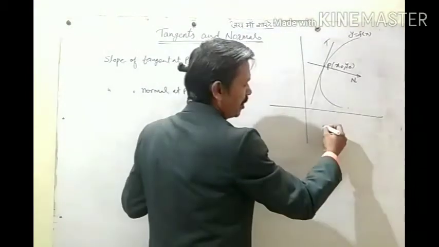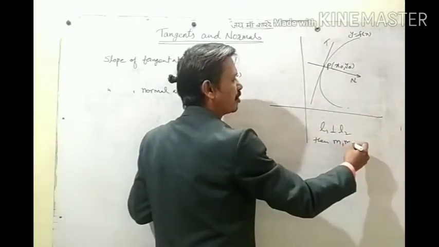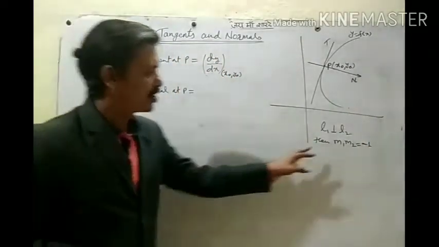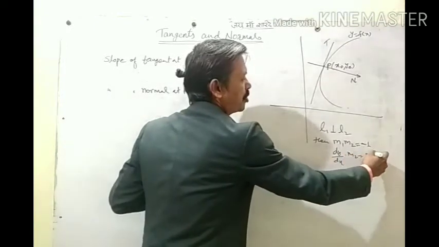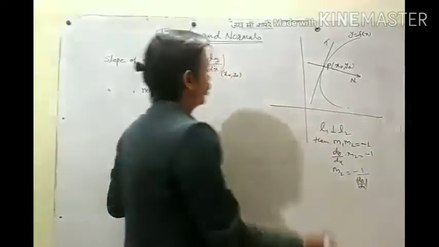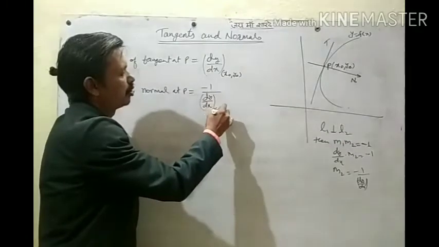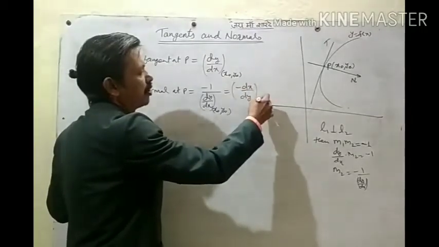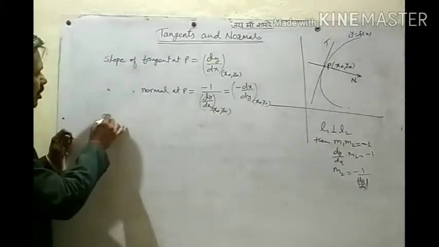And we know that if two lines are perpendicular, if L1 is perpendicular to L2, then what happens? Their slopes will have product -1. So if slope of tangent is dy by dx, suppose m1 is dy by dx, so m2 will be -1 upon dy by dx. So slope of normal at point P will be -1 upon dy by dx at x naught, y naught, or you can write minus dx by dy at x naught, y naught. This also we can find. This is slope of normal, slope of tangent.